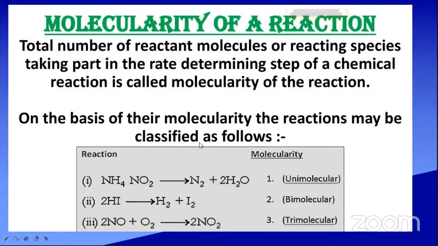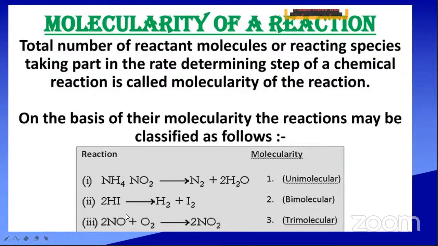Based on the number of molecules involved in the rate determining step, we can categorize reactions into three types: unimolecular, bimolecular, trimolecular. What is a unimolecular reaction? If only one species is involved in the rate determining step, it is called a unimolecular reaction. For example, NH4NO2 gives N2 plus 2H2O. Here only one reacting species is involved, so it is unimolecular.